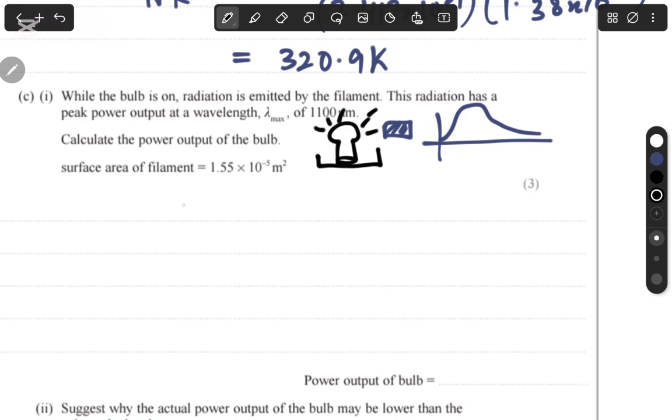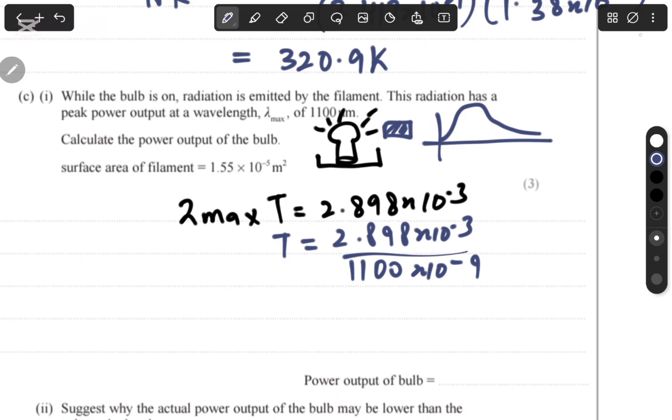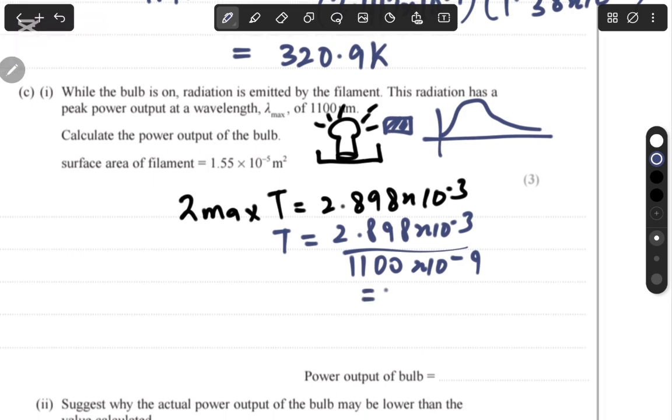Alright, now we can apply lambda max times T equals, and we know Wien's constant to be 2.898 times 10 to the power of minus 3. Now I'm going to find the temperature of this black body, which has 1100 nanometers as the wavelength at which the intensity is maximum. So I have divided by the lambda max value, and I've converted it to meters as well by multiplying by 10 to the power of minus 9. And that gives me a temperature value of 2634.54 Kelvin.